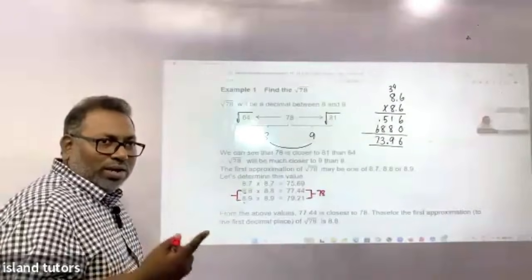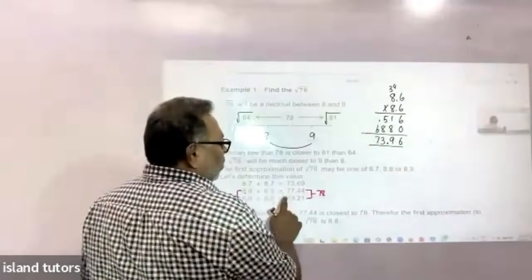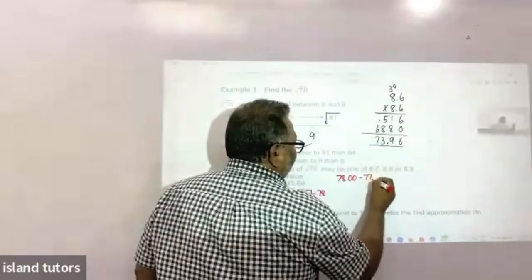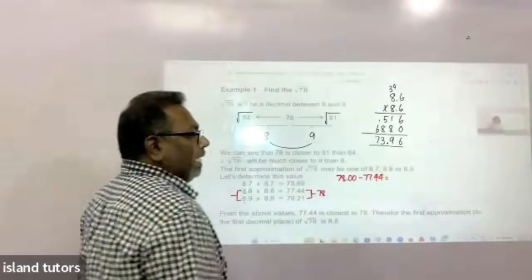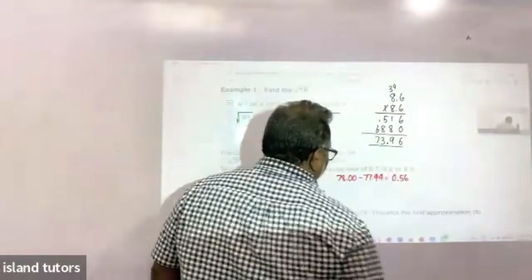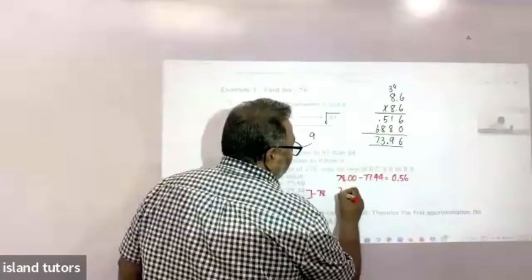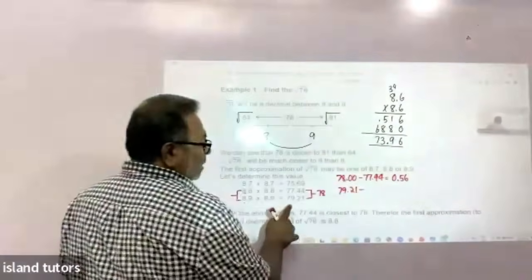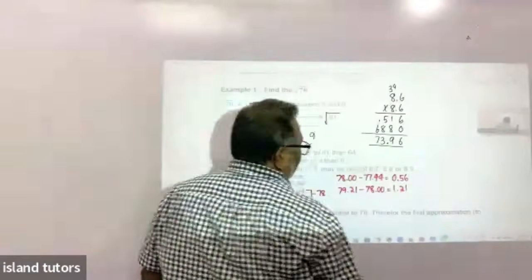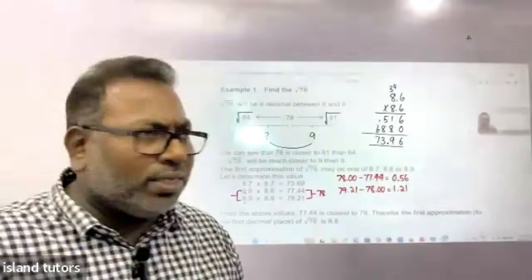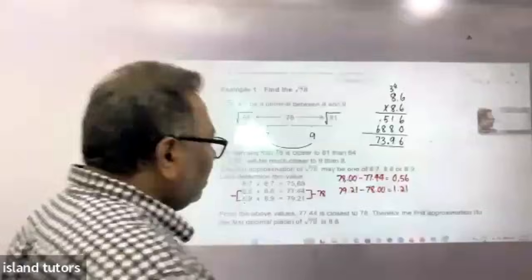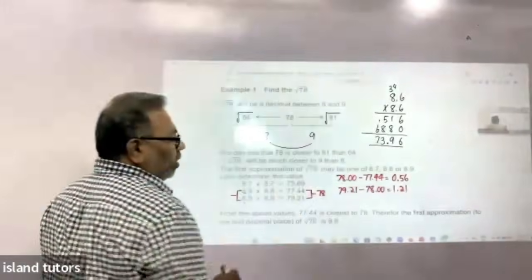So quickly I need to do a check. I need to subtract and see which value is closest. So 78 minus 77.44 is 0.56. Here 79.21 minus 78, there is a difference of 1.21. So the distance from 78 to 79.21 is bigger than to 77.44.